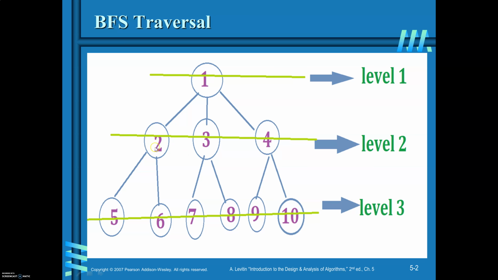Then 2 comes first. So, explore all its adjacent vertices, that is 5, 6. Then for 3, 7, 8. Then for 4, it is 9, 10. So, look at the order in which you are visiting all the vertices of the graph. First 1, 2, 3, 4. Then 5, 6. Then 7, 8. Then 9, 10. This is how you are visiting the vertices of the graph. That is level by level.